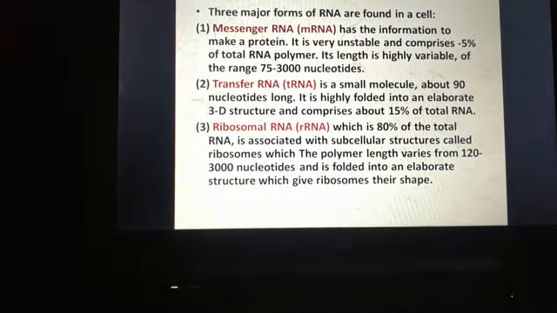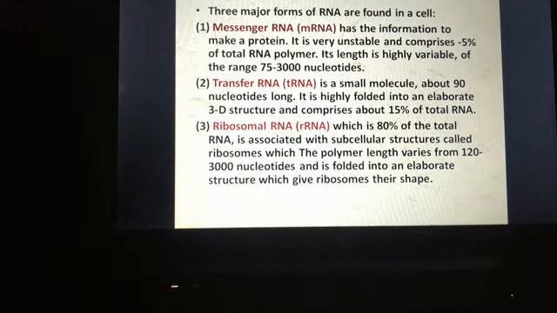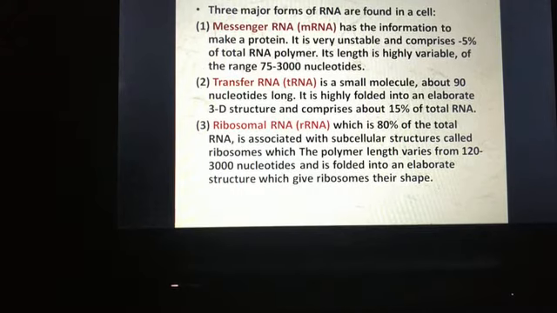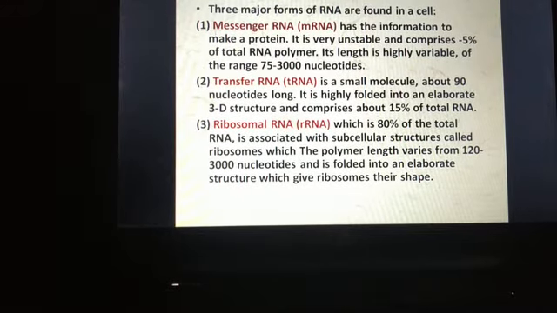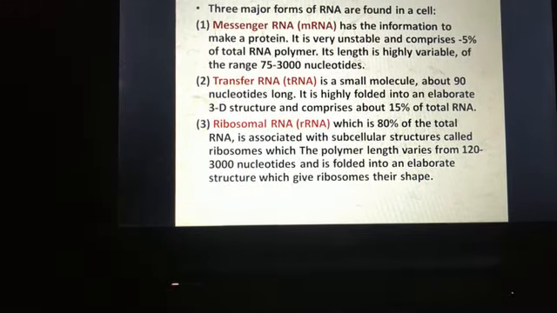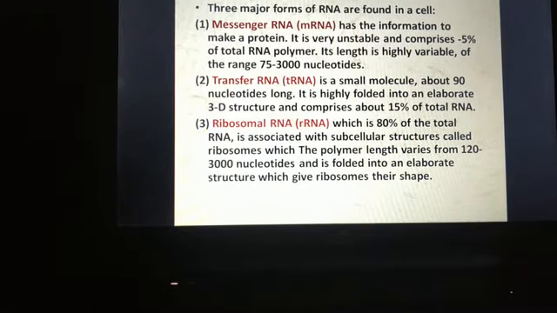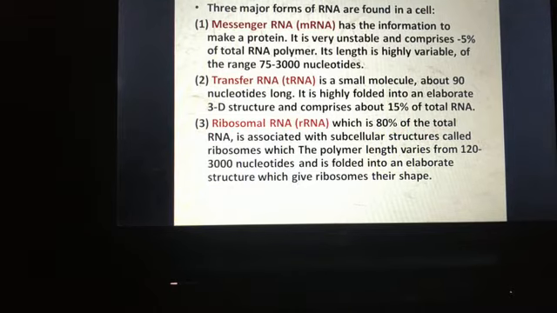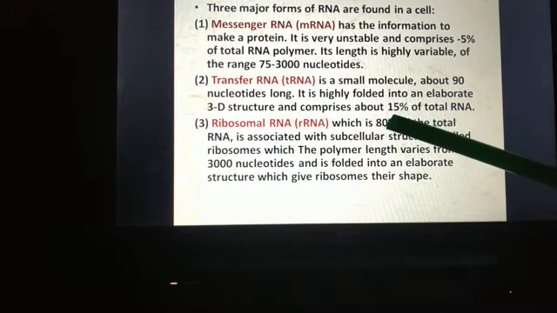Next is transfer RNA, or tRNA, a small molecule about 90 nucleotides long. The length is 90 nucleotides. It is highly folded into an elaborate 3D structure and comprises about 15% of the total RNA.